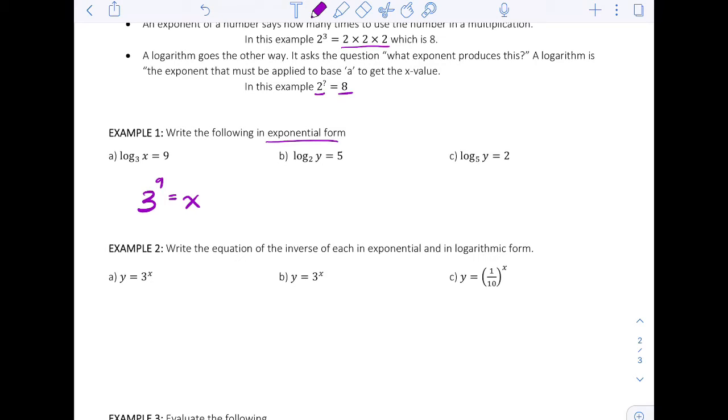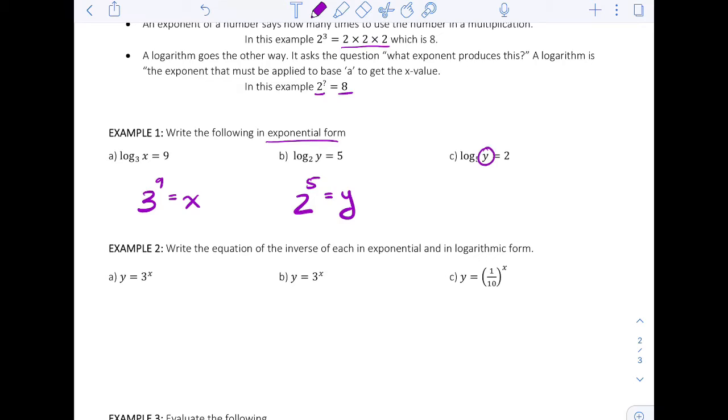We can solve that. I can put in 3 to the power of 9 and get x, but it didn't ask us to evaluate. It just wants us to write it in exponential form. Same goes for the next one. Find my base, 2. My exponent, 5, is equal to y. I can put that in my calculator. 2 to the power of 5 is y. And finally, the last one.